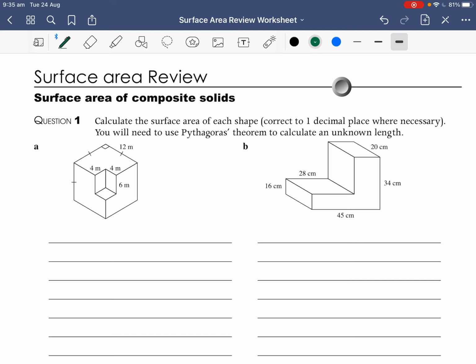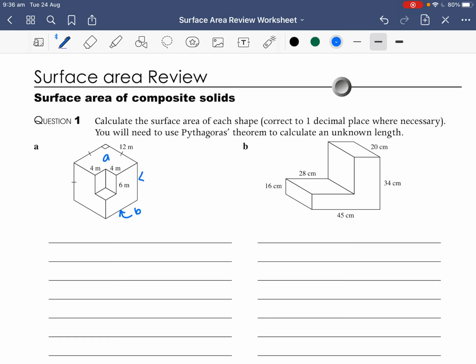So what we do when we are calculating the surface area of a composite solid is we want to work out how many faces the solid has, and there'll be quite a few faces that are the same. So for this first one, we have quite a few faces, so I'm going to label my top face A and my bottom face under there B. Now A and B are totally different shapes.